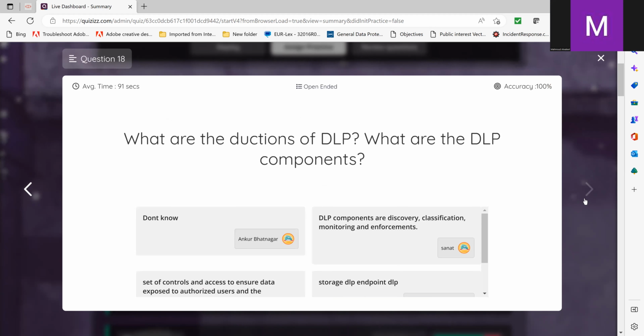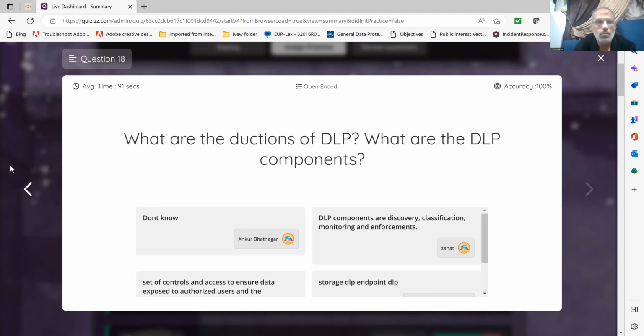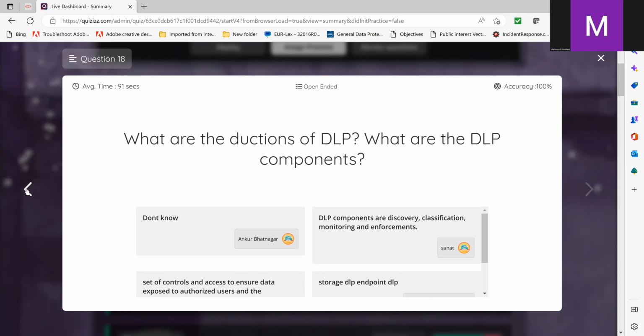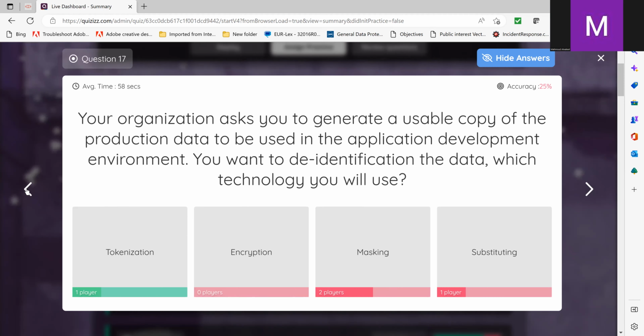Dr. Osama, please, for the previous question. It's also mentioned in the all-in-one book that if you want to make a copy for the development team to use, it will be masking. The de-identification of data is masking, but tokenization is random data. You take random data and you make it tokenization of sensitive data. Yeah, tokenization is not random. Masking is random.